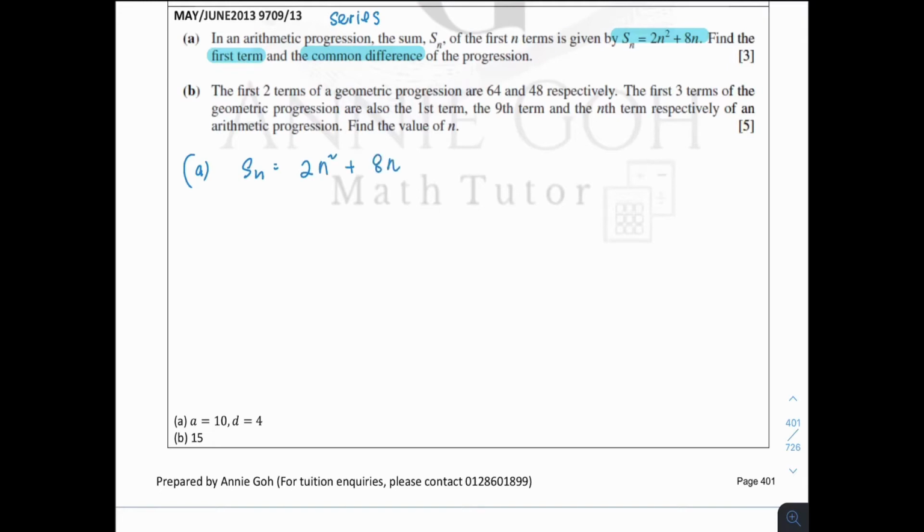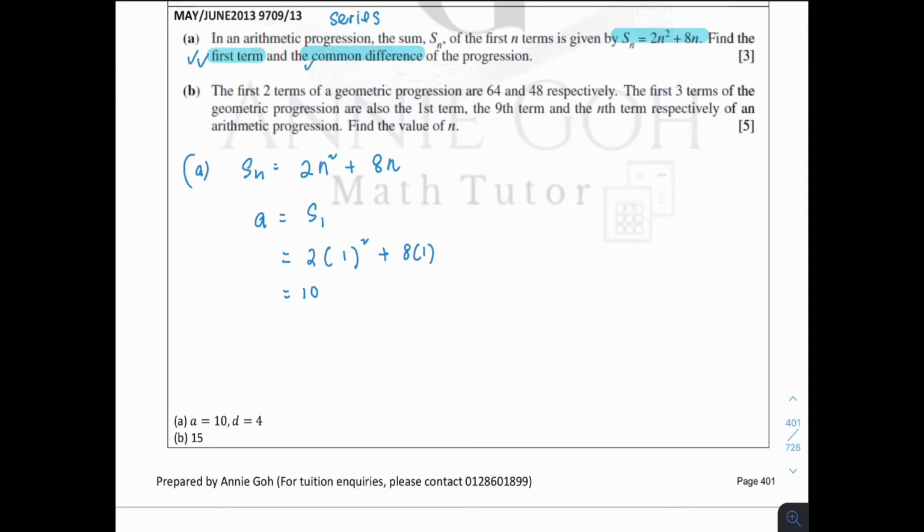And from here, how are we supposed to find the first term? The first term, which is a, is actually equal to S1, because the sum of one term is equal to the first term. So you just need to substitute n equals 1 into 2 times 1 squared plus 8 times 1. Then you get 10, which means your first term is 10.